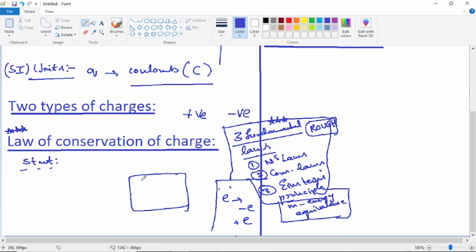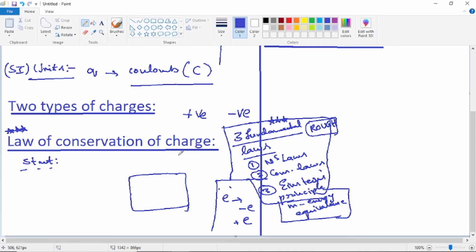The total charge in a closed system, or the total charge in the universe, always remains constant, and charge can neither be created nor destroyed. Just like the conservation of energy statement: total energy in a closed system remains constant, energy can neither be created nor destroyed. The same thing, charge also can neither be created nor destroyed. Total charge remains constant in a closed system or in the universe.